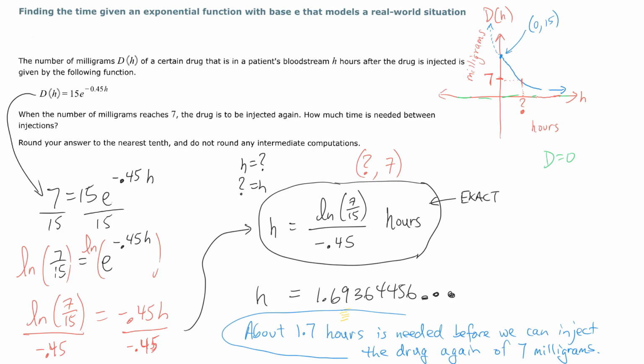It's always nice to write an answer in a complete sentence because that way you don't forget to put your units, and you're already asking yourself, does this answer make sense? Is it a decay? Are we losing amount in the drug? Is it 2,000 hours? Is the drug staying in a patient's bloodstream? Hopefully a drug doesn't stay in a patient's bloodstream for 2,000 hours. That would be kind of crazy.